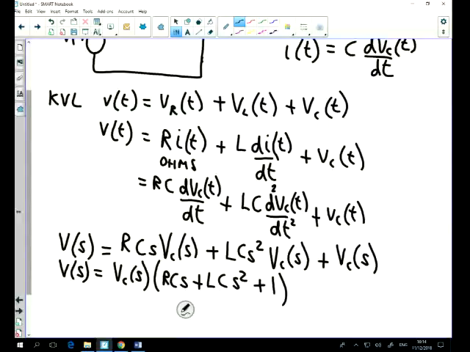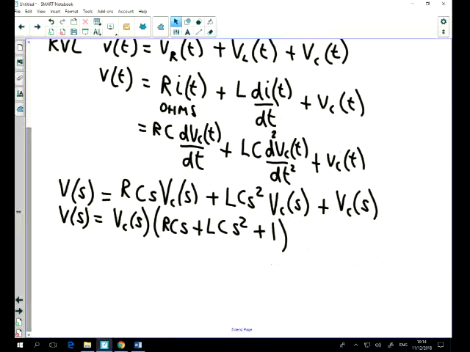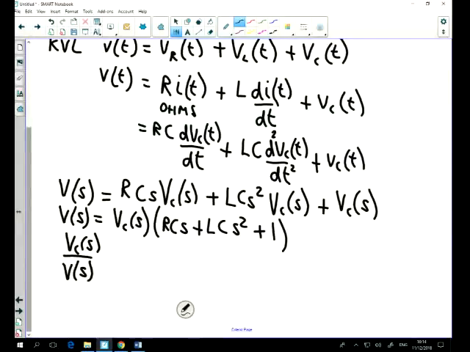get a second order system. Okay. And then just with some cross multiplication, we can get a transfer function. So we end up with VC(s) over V(s) equals 1 over RCs plus LCs squared plus 1. Now that's not exactly in the form that you're used to seeing. Normally this S squared term's first, so let's just rearrange the bottom line first.